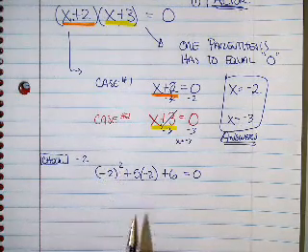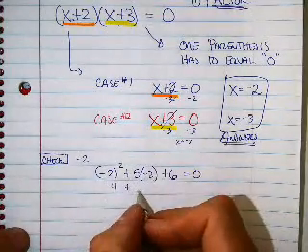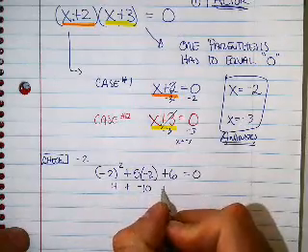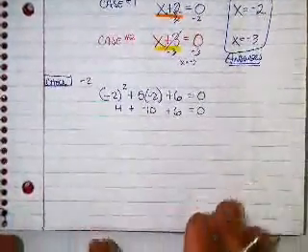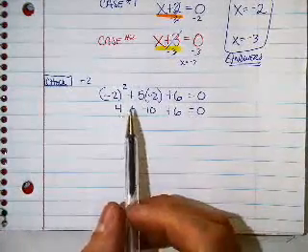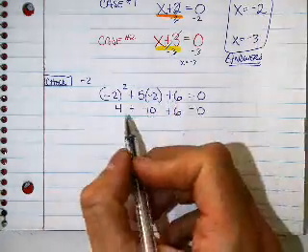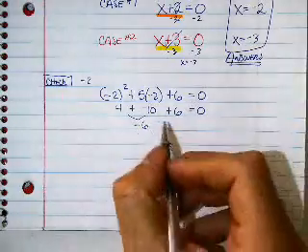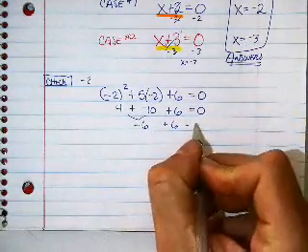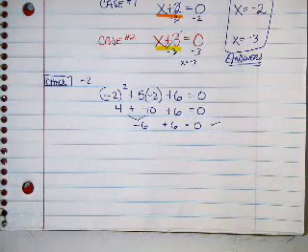Negative 2 to the power of 2 is 4. 5 times negative 2 is negative 10, and 6 makes 0. So here, 4 and negative 10 makes negative 6, plus 6 makes 0. Yeah, it works for negative 2. It's also going to work for negative 3.